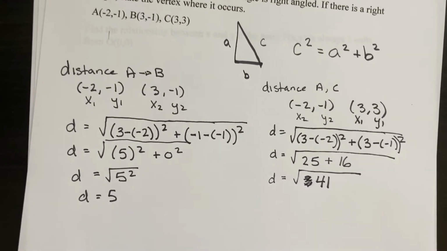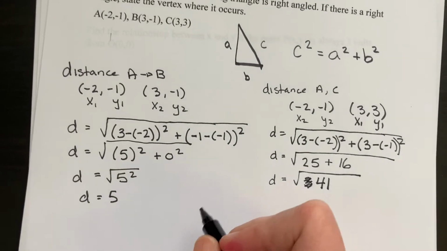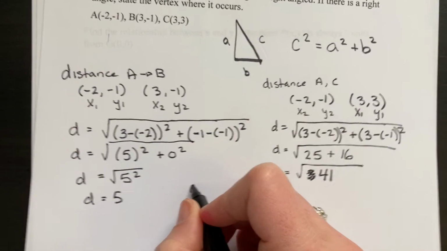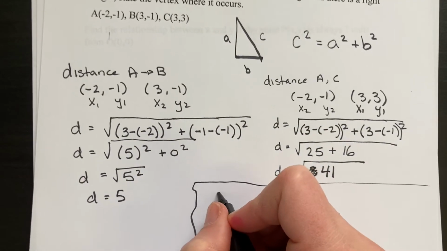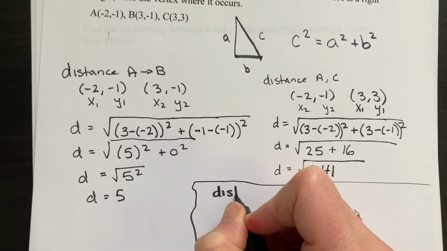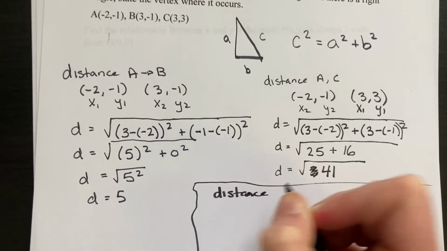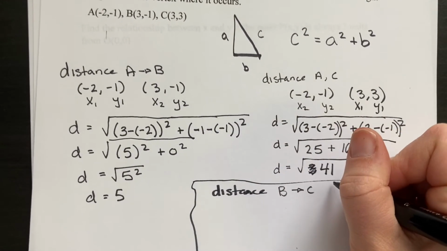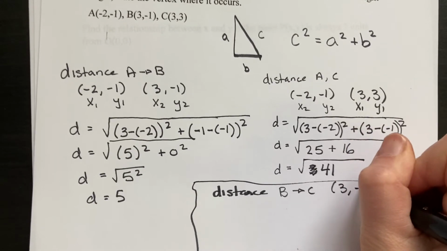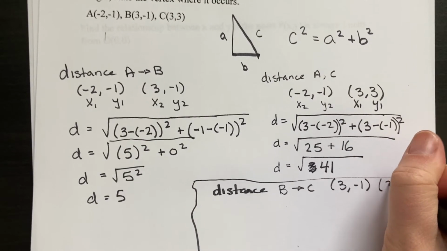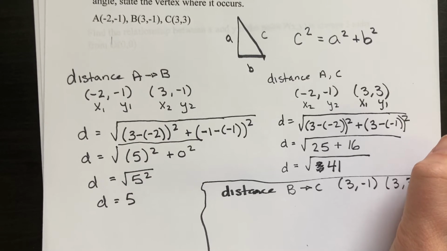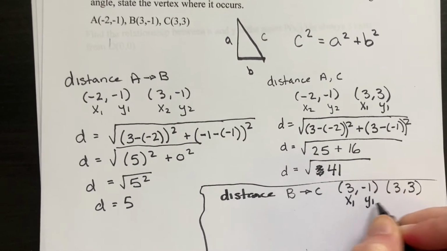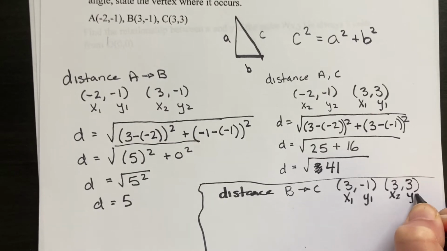Last one, we have to find the distance between B and C. So I'm going to squeeze this on in here. We'll fit this right down here. So distance for B and C. So my B is 3, -1, and C is 3, 3. So we have x1, y1, x2, y2.